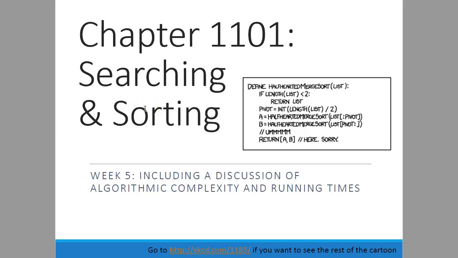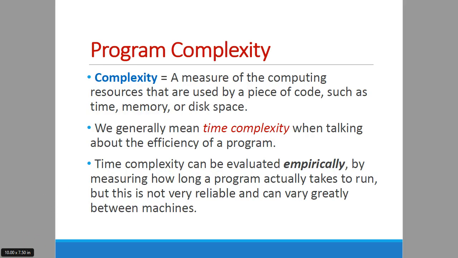Normally, the chapter covers searching and sorting first, and then covers the orders of algorithms, but I find that's actually kind of backwards. So we're going to skip to covering the order of algorithms first, and then come back to searching and sorting. I've skipped ahead to chapter 13.2, Program Complexity.